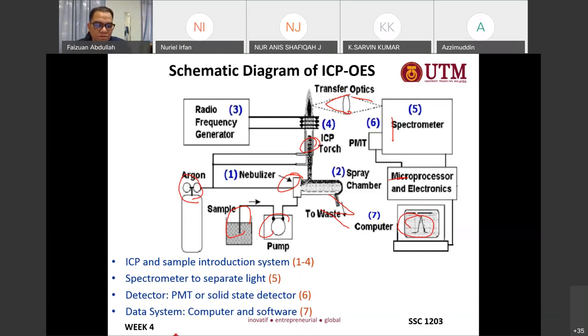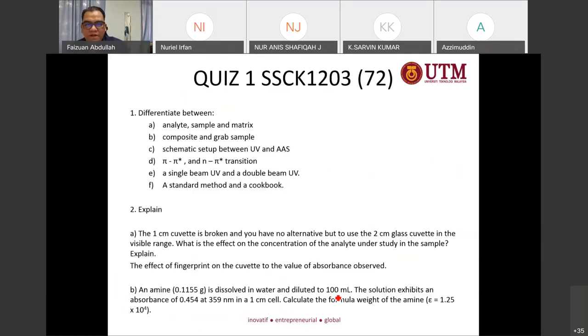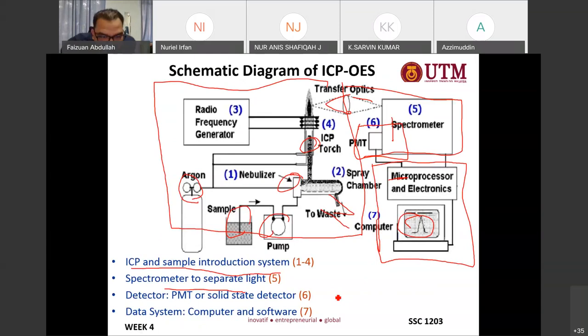So the ICP and sample introduction system is 1 until 4. The spectrometer to separate light is 5. The detector is number 6, and the data system is number 7 here. We have different parts of the instrument. All right, okay, class.